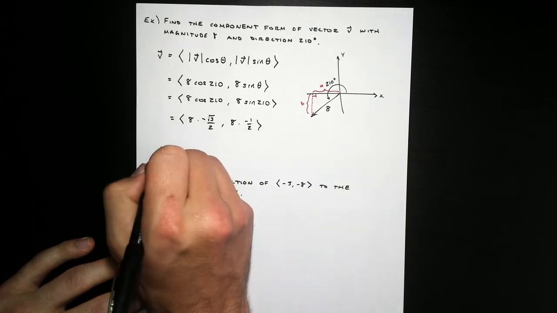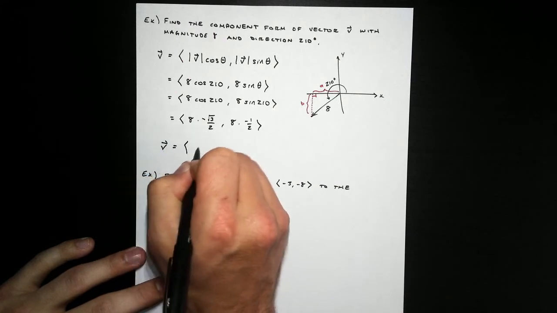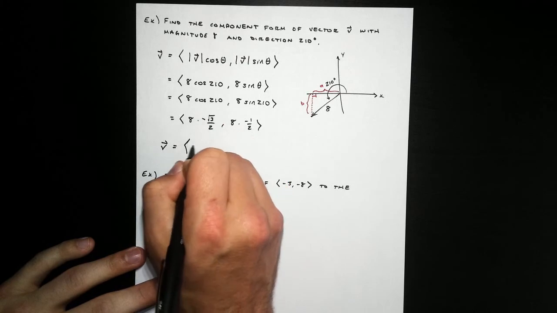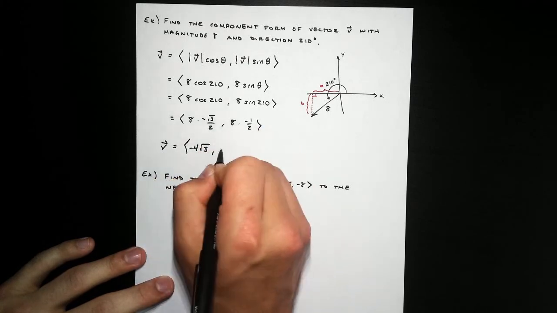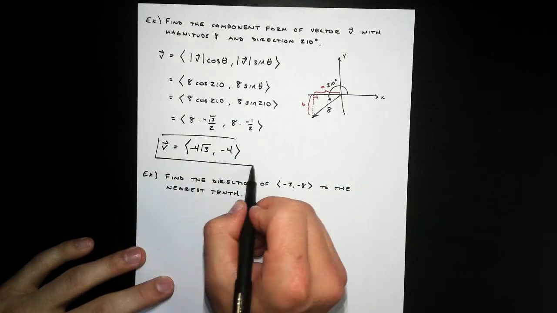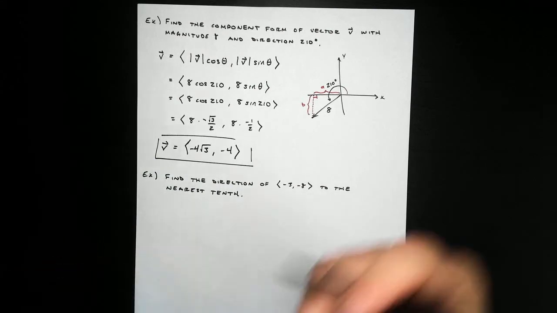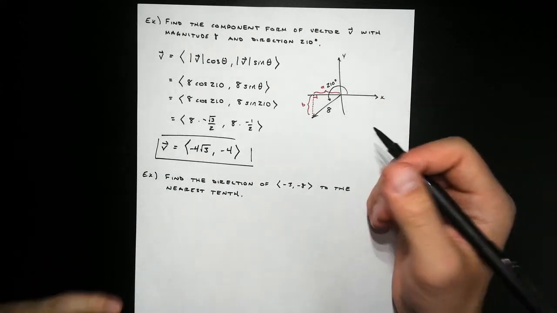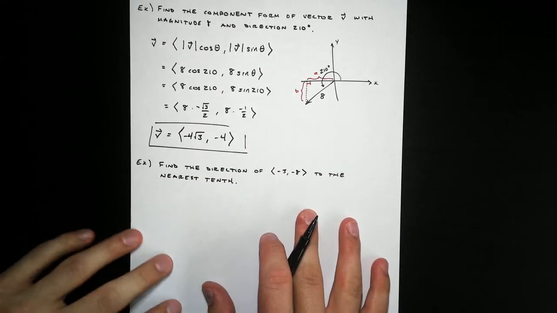And then simplifying that out, so our component form for our vector v. So 8 divided by 2, so this is negative 4 square roots of 3 and negative 4. And there's the component form. And like I said, now that we know that, if I wanted to add it to another vector, I could easily do it. That just gives us a lot of information.